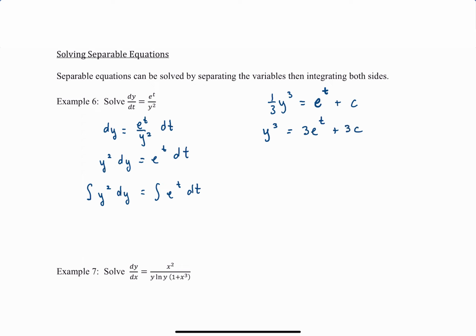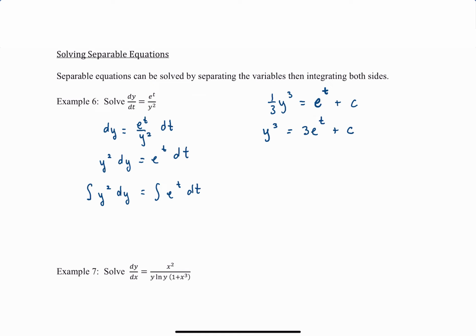Now the thing is, if c can be any real number, and it can, it's an arbitrary constant, then 3c could be any number. So usually people just leave this as a c, because all we need is an arbitrary constant. It doesn't have to be the same arbitrary constant we had before.